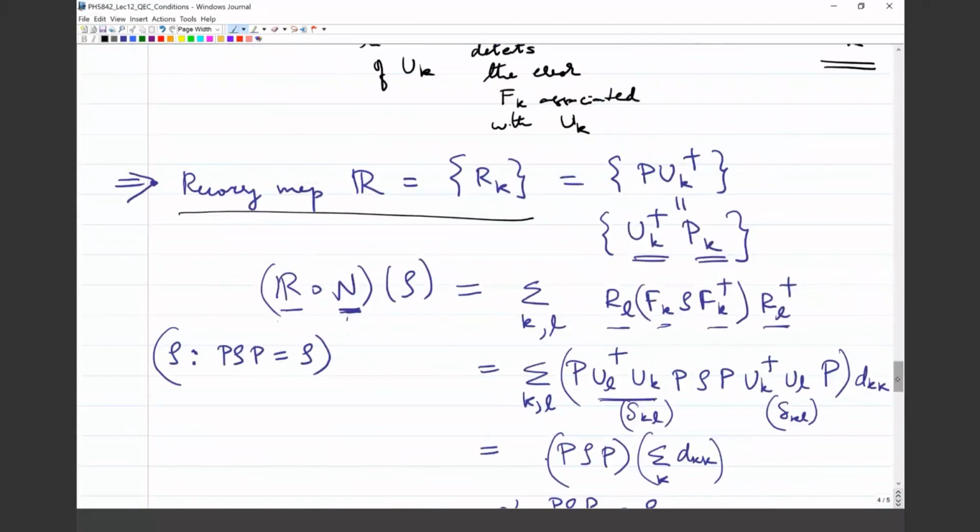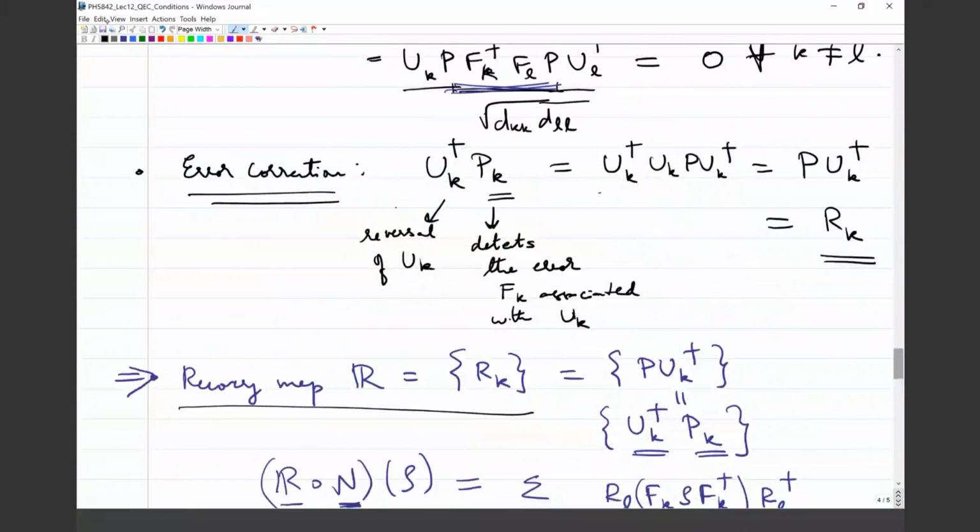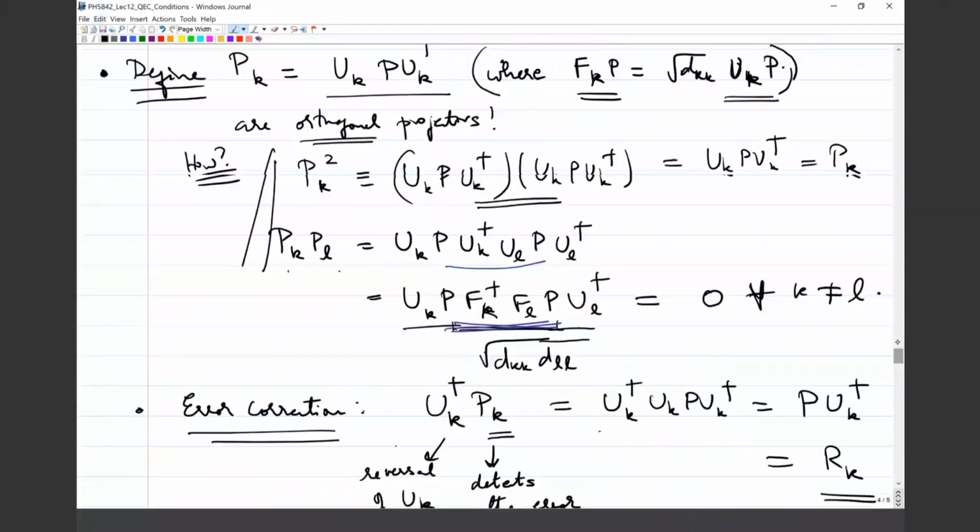Questions? Ma'am, yes. Can you explain the error detection part? Where exactly does the U_k come into the picture?